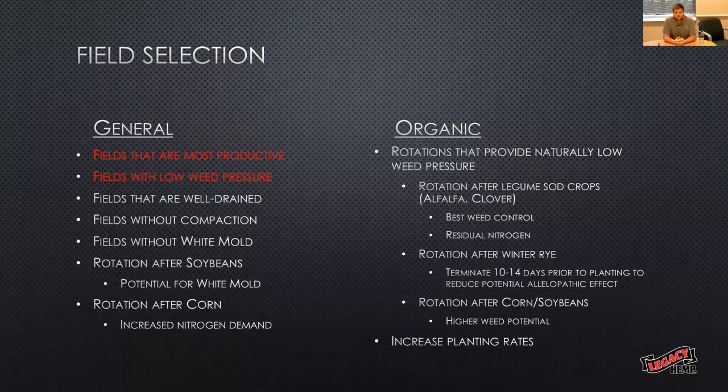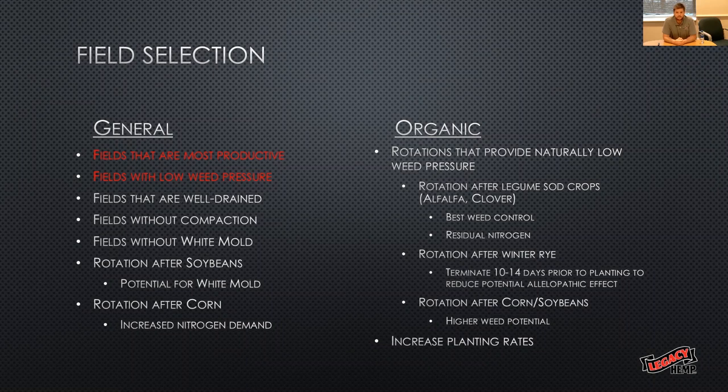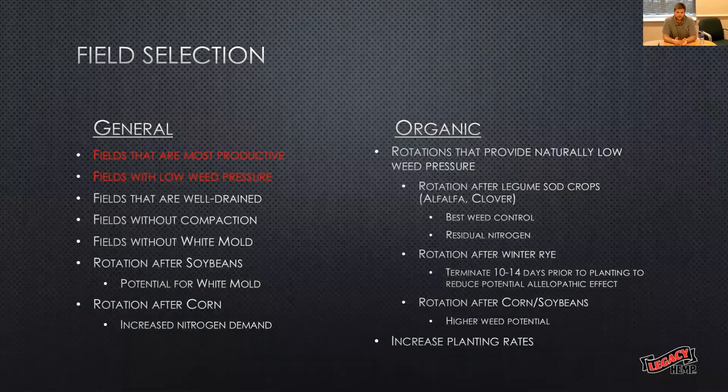Specifically to organic farmers, we had a lot of organic production in Wisconsin last season, and the largest problem that we faced was weed pressure. Most organic farmers understand this, that it is more difficult to control weeds in organic systems. So we need to do all that we can to reduce the potential for weeds. And one of the main ways that we do this is by selecting the right fields, first of all. But we may need to consider which crop we're following in the rotation on an organic system, more so than what we need to consider on a conventional system.